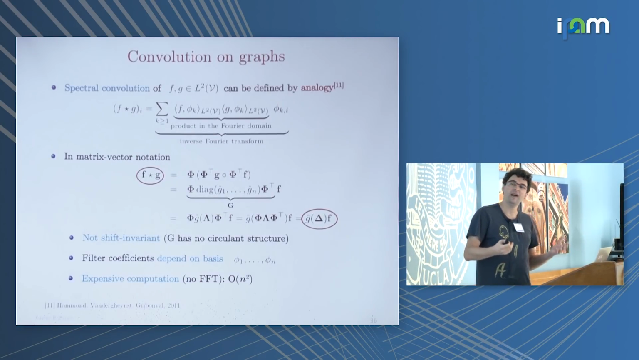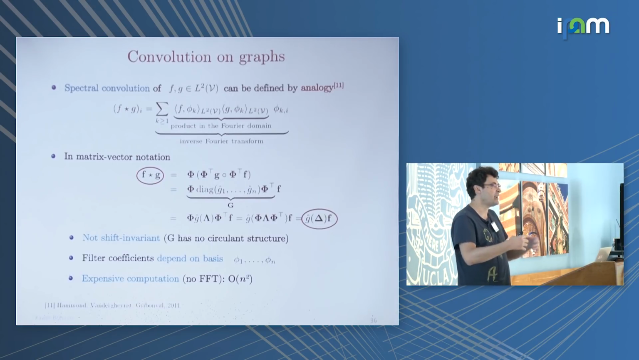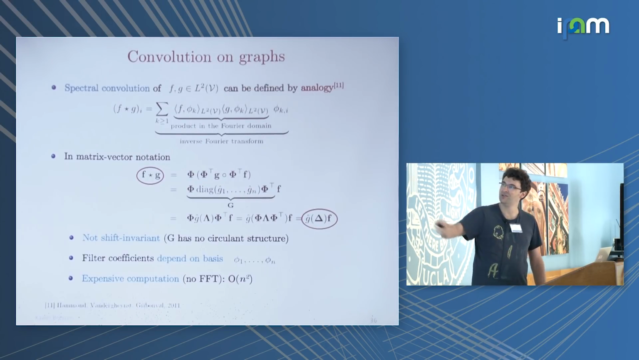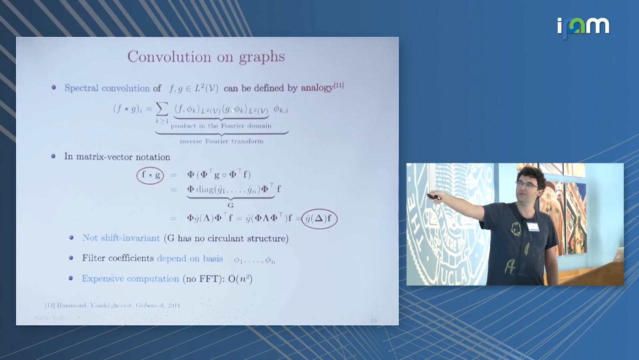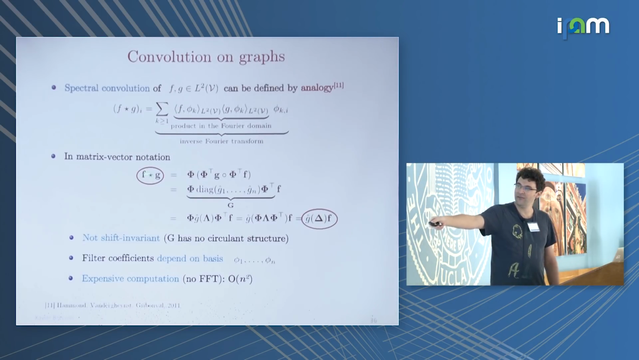Okay, so what I'm going to do now is the same thing for the graph, but it's not a definition. It's actually an analogy. I'm going to say I can do the convolution on the graph by analogy to the Euclidean case. So I take my function on the graph, do the Fourier transform on the graph, times the Fourier transform of g on the graph, and then I do the inverse Fourier transform. So it's an analogy, not a definition here. In the matrix vector notation, this is convolution on graph. This is the equation that I had before.